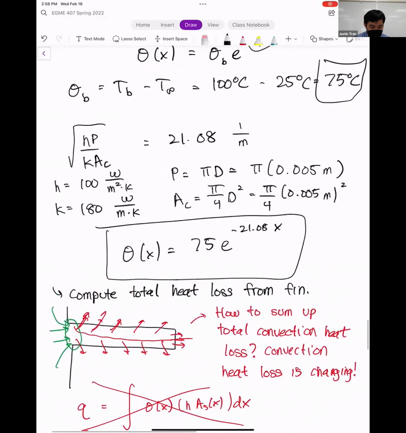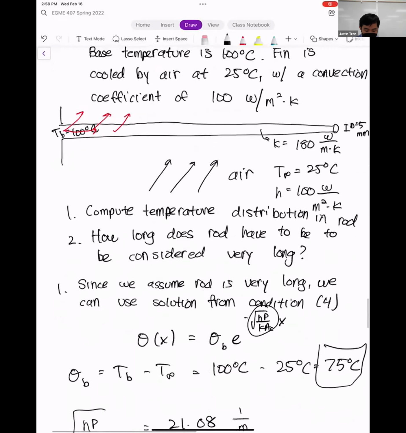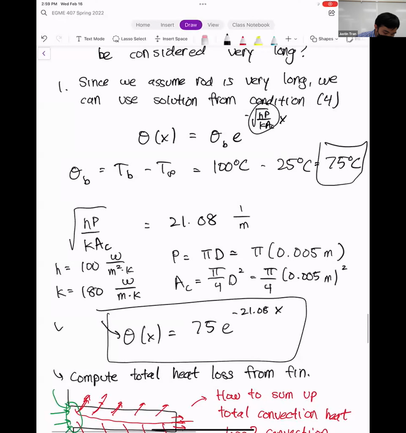Okay, and so in this example here, we have a very long fin, right? And it has a certain diameter and a certain base temperature. And all we've done so far was compute the temperature distribution in the fin. Remember, the temperature distribution is given by our function phi of x, where phi is defined as our excess temperature. In other words, the excess temperature is the temperature that's in excess of the surrounding fluid. Since we assumed that the fin was very long, we just plugged things into the formula.